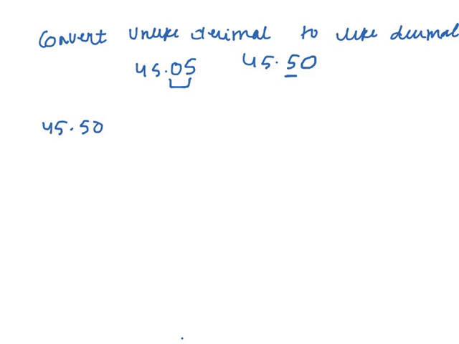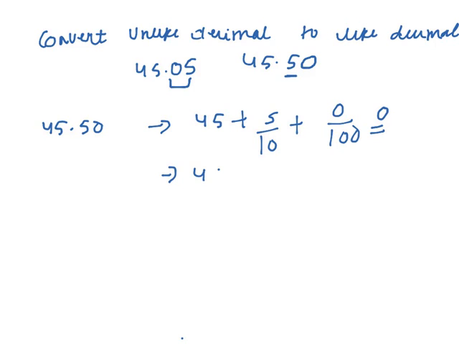If we expand it, we will write it as 45 plus 5 by 10 plus 0 by 100. And 0 by 100 will give us 0. So it will not make any difference if we put a 0 after the decimal digit, because it will count as 45.5 only. The numeric value of 45.5 and 45.50 is the same. So we can write 45.5 as 45.50 to convert into like decimals. Let's take some examples.